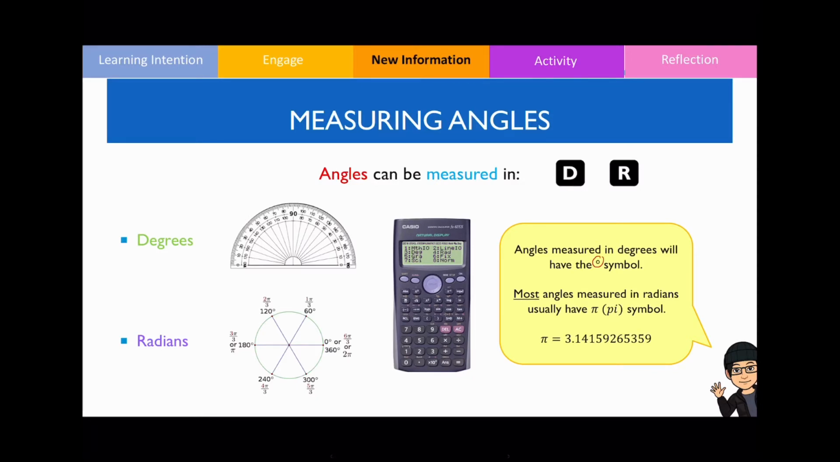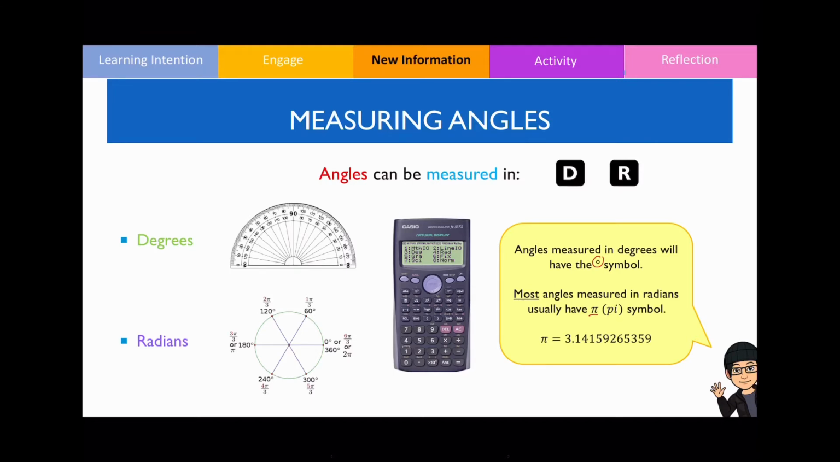In contrast, when something is expressed in radian mode, we don't actually have that symbol, so there is no unit whatsoever. But generally speaking, most angles that are measured in radians will have this symbol pi, okay? And if you are already familiar, pi is equal to 3.14, and the number keeps going on. So instead of just writing that number, we shorten and abbreviate it by using this particular character instead, okay?